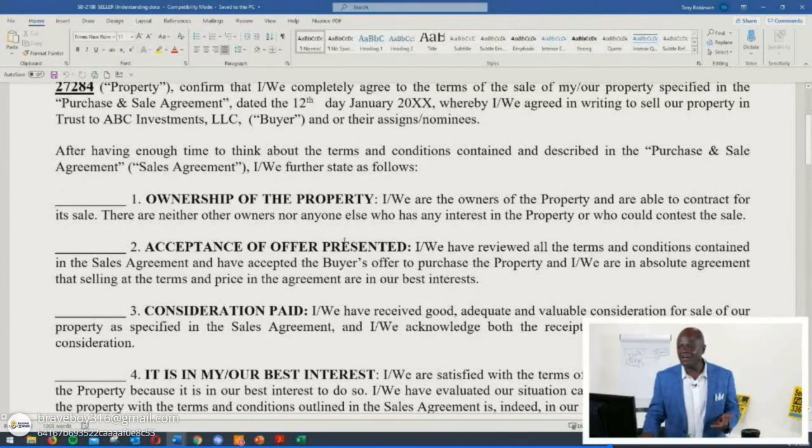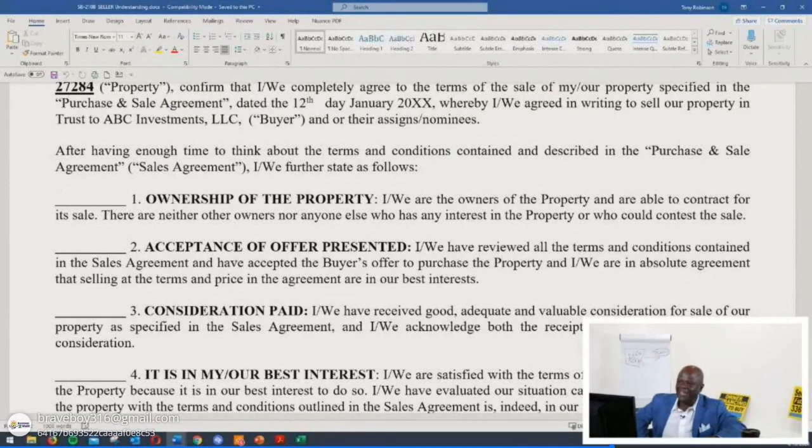There are neither other owners nor anyone else who has interest in the property or who could contest the sale. Acceptance of the offer as presented. It says that they reviewed the offer and they accept the offer, they are in absolute agreement to the terms of the offer, the price, and everything, and it's in our best interest. They're saying that, okay, by initialing it.